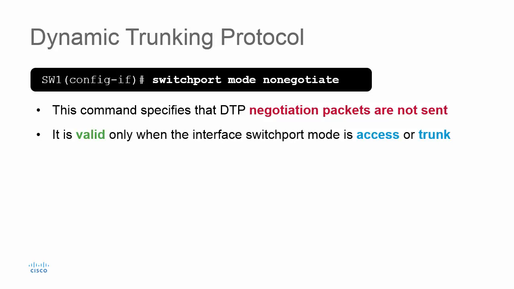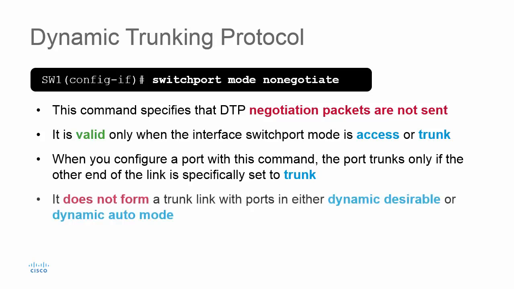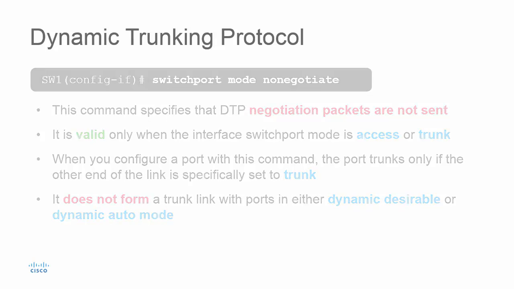When you configure a port with the switchport nonegotiate command, the port trunks only if the other end of the link is specifically set to trunk. The switchport nonegotiate command doesn't form a trunk link with the ports in either Dynamic Desirable or Dynamic Auto mode. Let me show you the recommended way to set up a trunk link.